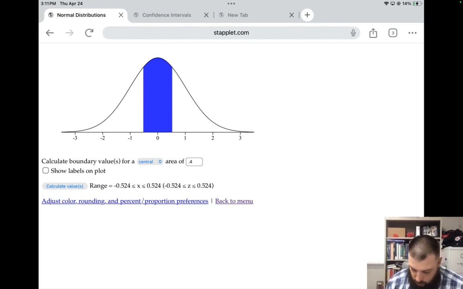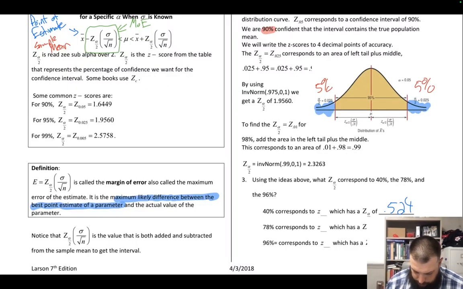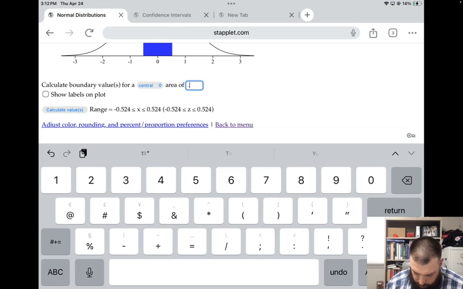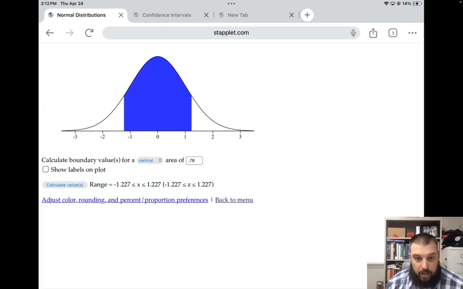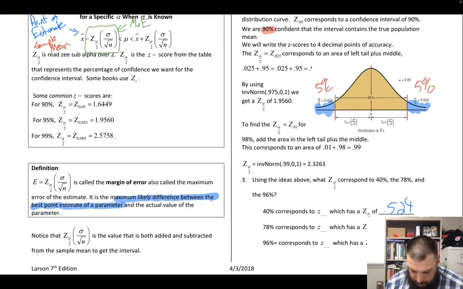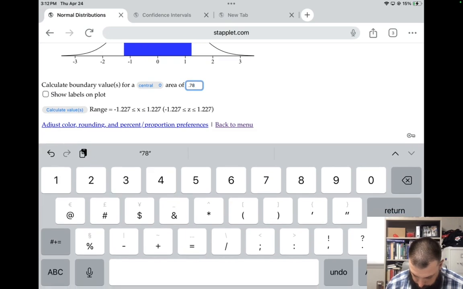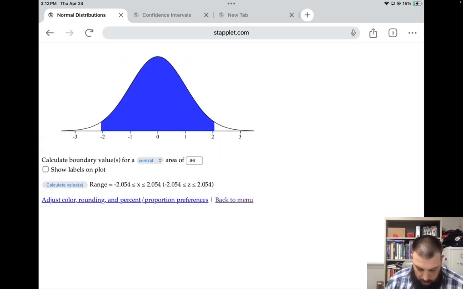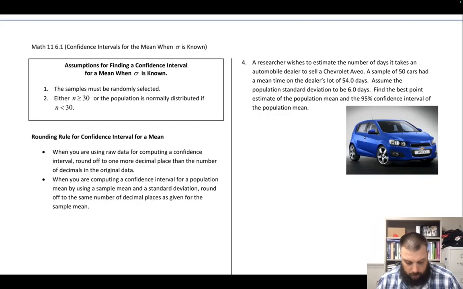So 0.524. And then for 78%, we just change that 0.4 to 0.78 and calculate that value. We get negative 1.227 to 1.227. We'll just write that positive value down. And last one, 96%. Again, you can see that the tails are empty, so we're shading in that middle part, and what's left on the outside is the area outside of that. So there's 4% left outside, or 0.02 on each side, and that gives us all the way out to a z-score of 2.054.